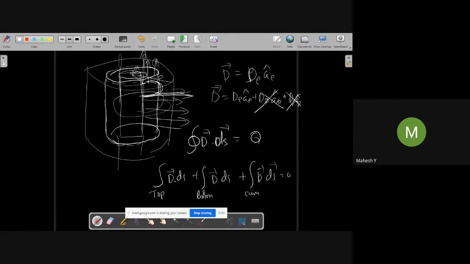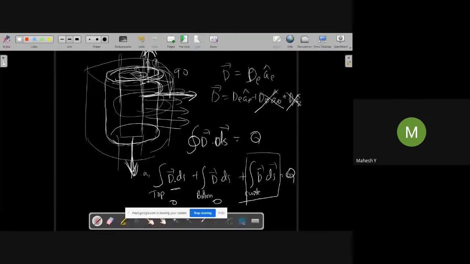So what is dS on the top? It is perpendicular upward, right? But our D is radially outward. So what is the angle between them? It is 90 degrees. So D dot dS will be 0 here on the top. Similarly, at the bottom, the surface vector is downward, so this dot product will be 0. So what is left? Only the curved surface you have to integrate. So we got curved D dot dS is equal to Q.